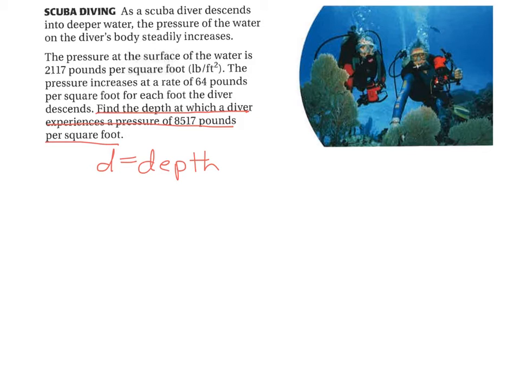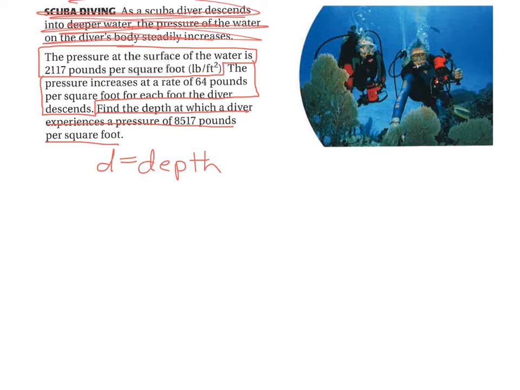Now, important information. I know the pressure at the surface of the water is 2,117. That's going to be important, and it's important to know that that's the pressure at the surface of the water, because the pressure changes. It increases. This is another piece right here. It increases at a rate of 64 pounds per foot that the diver descends. So I got two big pieces of information right there, and I can eliminate this information up here because it's not helping me solve this problem. So now I can translate, I can do the T step.